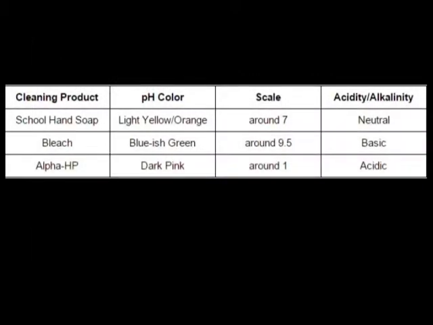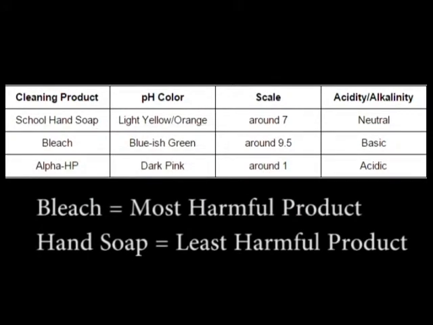Looking at the chart, we could see that bleach is the most basic product, alpha HP is the most acidic product, and the hand soap is a neutral product. Since acids and bases will always be more dangerous than neutrals, and the bases tend to be more dangerous to the environment, bleach, therefore, is the most harmful product, while hand soap is the least harmful one.